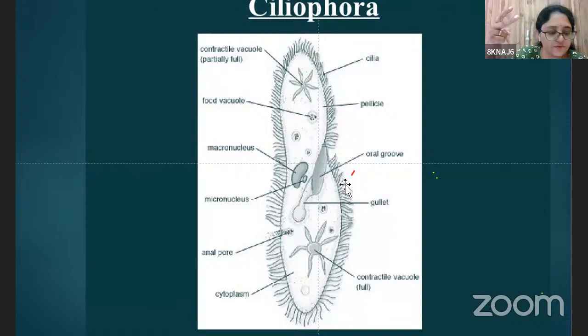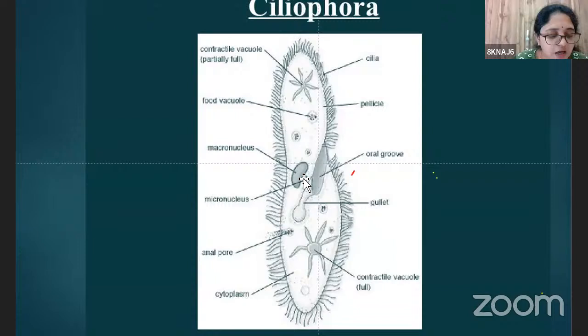Now there are two types of nuclei present. One is a large macronucleus. You can see a macronucleus, and you can see a micronucleus over here inside the picture. The macronucleus is kidney shaped. The micronucleus is small in nature. The macronucleus is used for the vegetative activities, whereas the micronucleus participates in sexual reproduction.